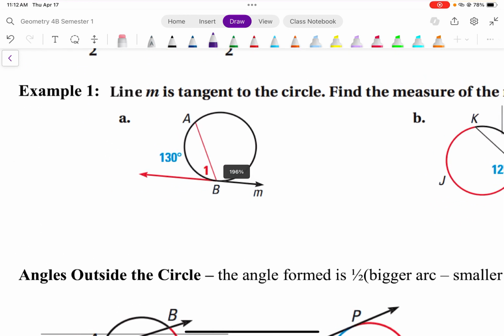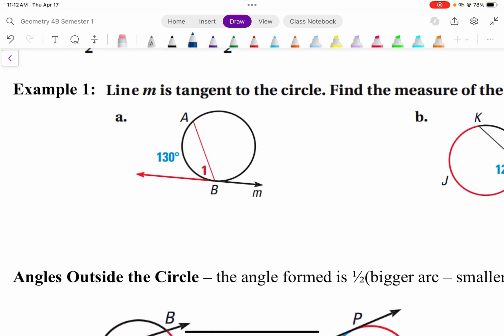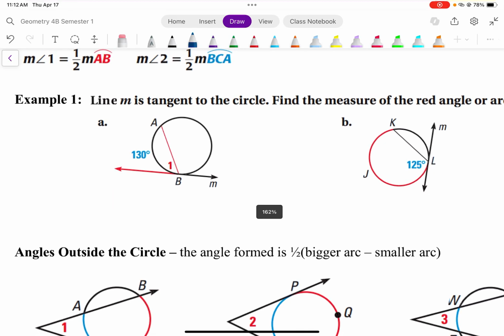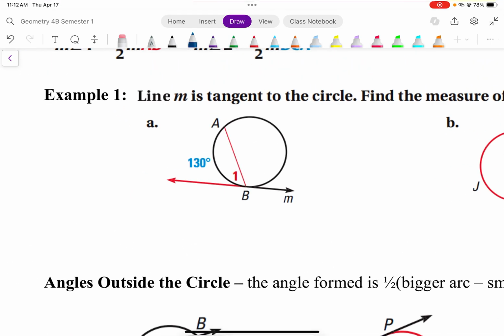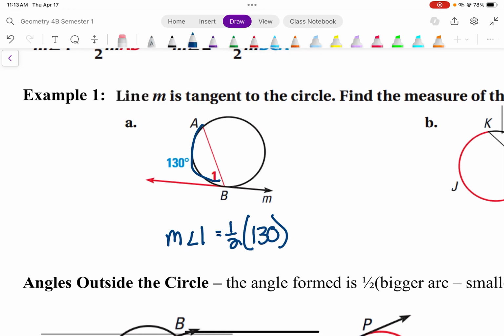So if we do a couple examples with that, this first example, line M is tangent to the circle. Find the measure of the red angle or arc. So this one, they want the measure of angle 1. So remember that angle would be equal to 1/2 times the arc length, or arc measure, which we said was 130. So then if we plug that in, we would get 65 degrees for that angle.